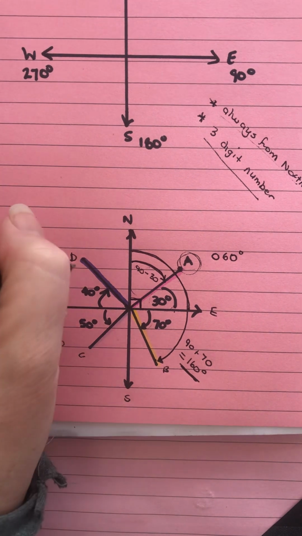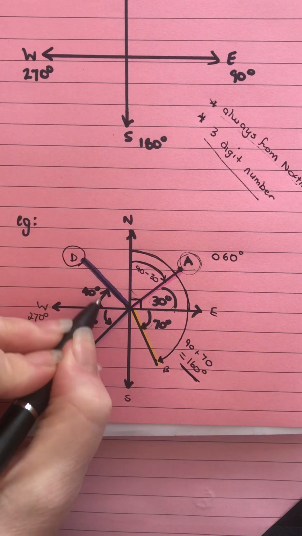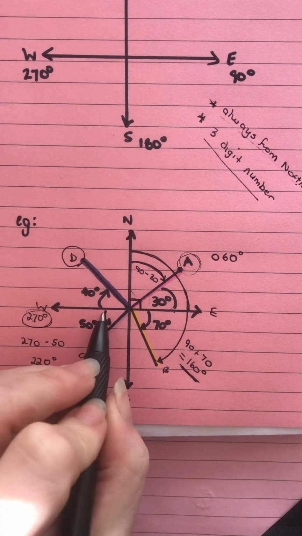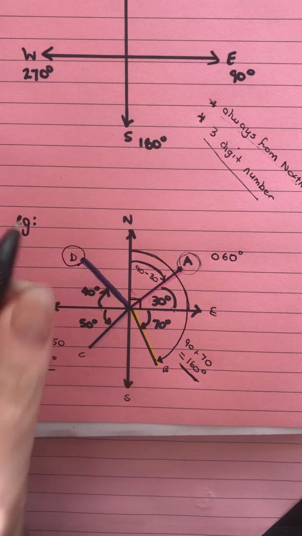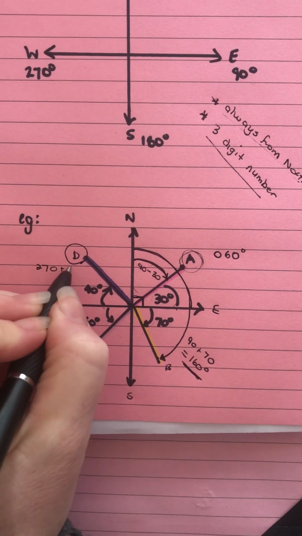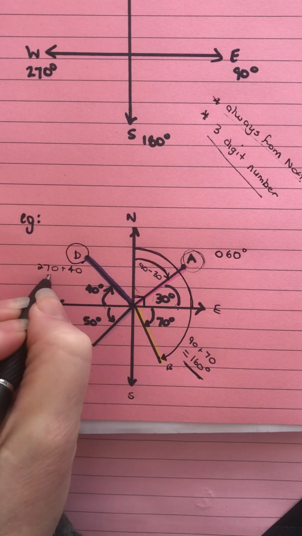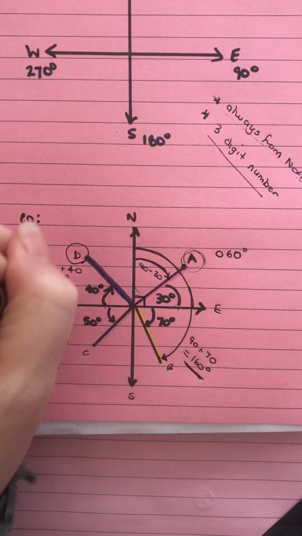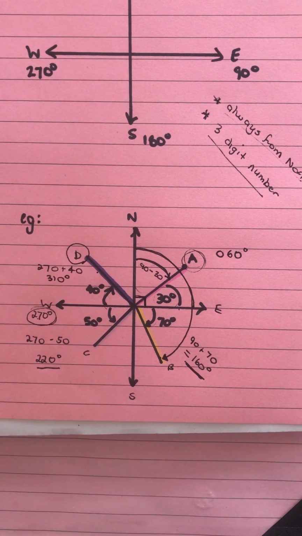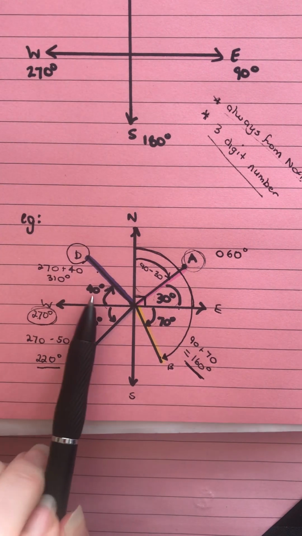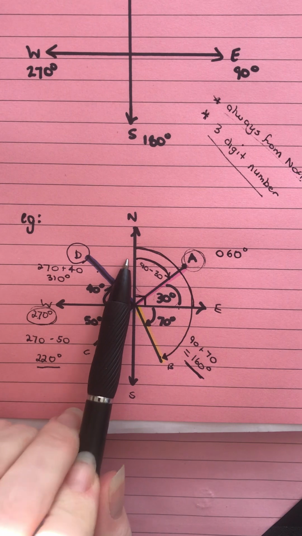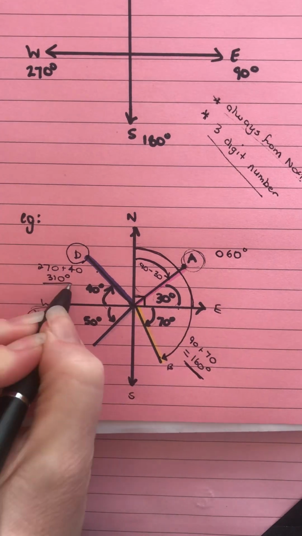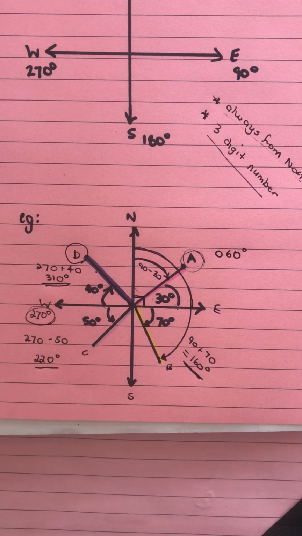Over here for D, we know that we've got this 40 here. So we know that the 270 for our west is there, and we've got an extra 40 degrees. So we've got 270 plus 40. So when we add that, we get 310 degrees. So we've gone all the way around 310 degrees. Our other option is to have said if the 40's here, this must be 50, and we could have done 360 take away 50, which would have given us our 310 degrees for our bearing.